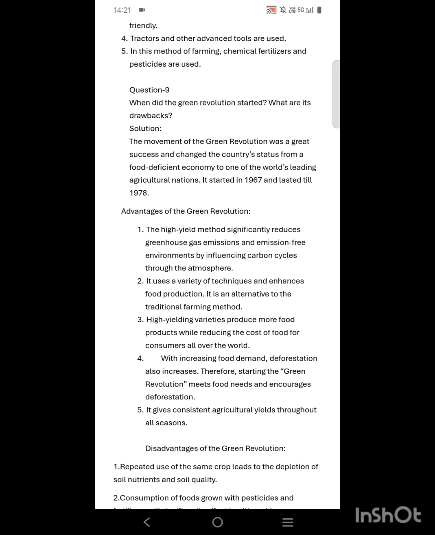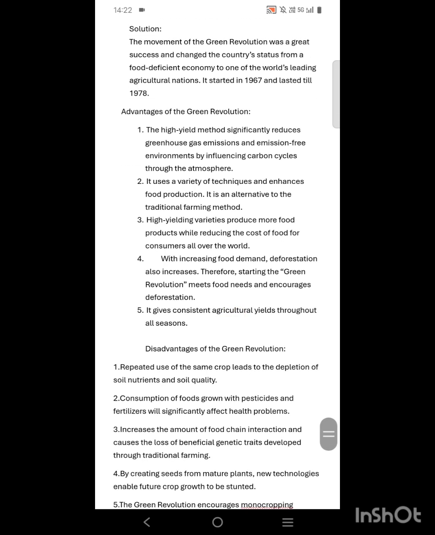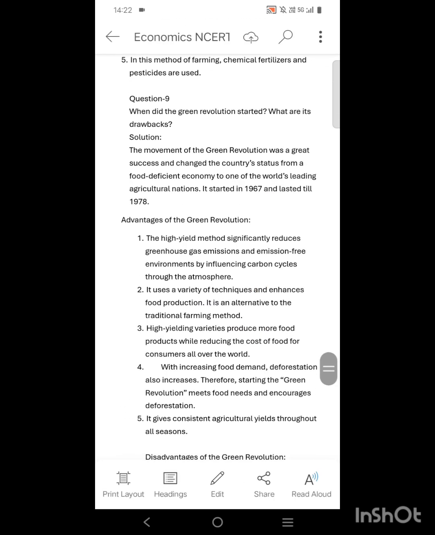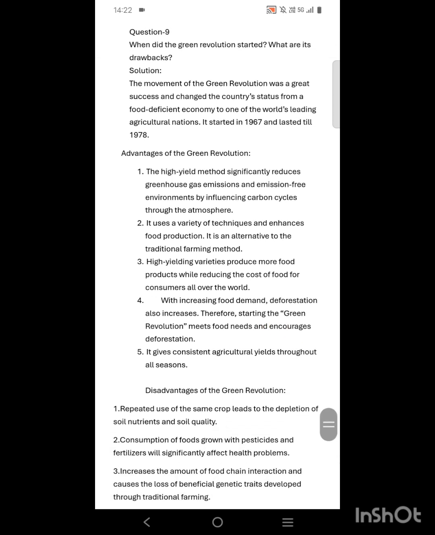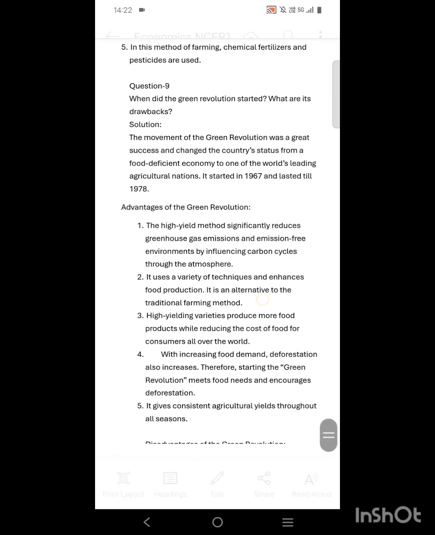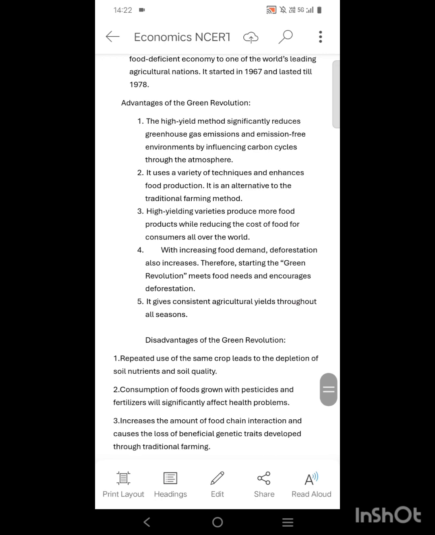So I have given the disadvantages and advantages of the green revolution for your betterment. You can make drawbacks from these points, or you can write the points of disadvantages as the drawbacks of the green revolution. Let us see the advantages. The high yielding method significantly reduces greenhouse gas emissions and creates an emission free environment by influencing carbon cycles through the atmosphere. It uses a variety of techniques and enhances food production. It is an alternative to the traditional farming method.